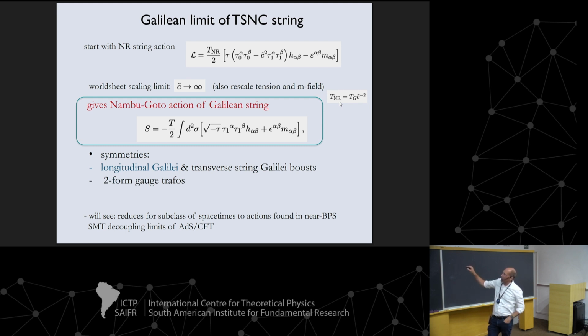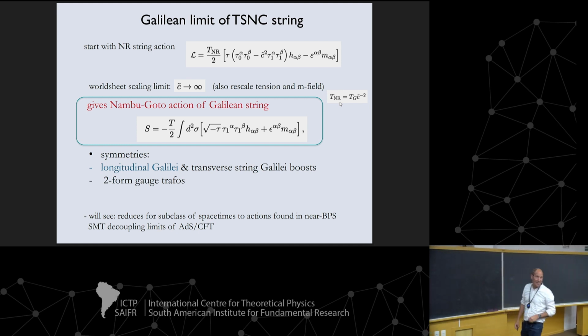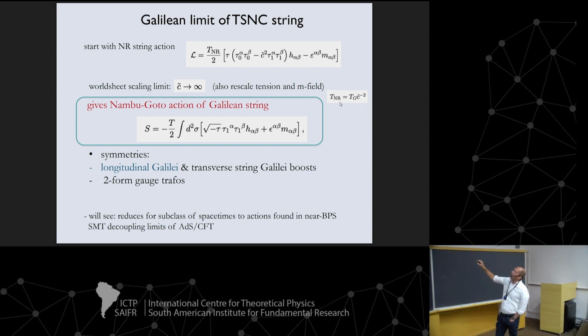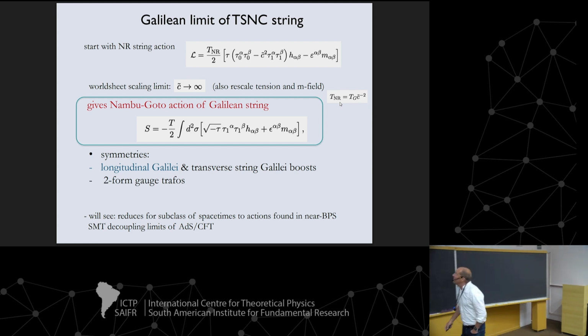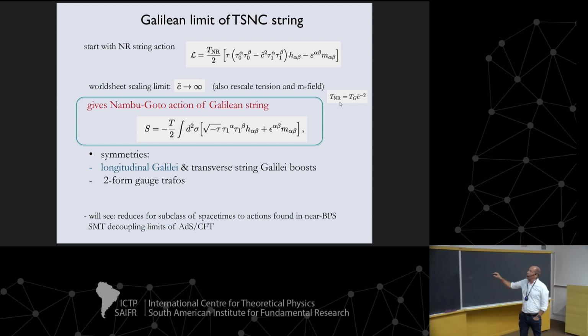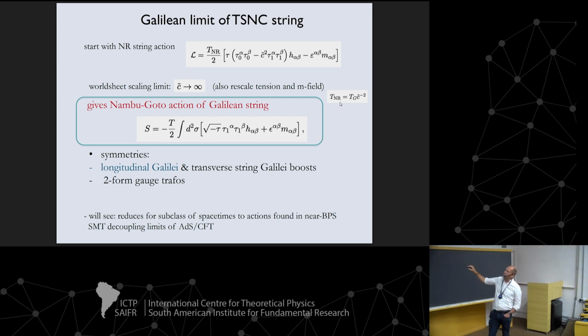So, for motivations that will become clear, you can take a certain limit where you also send that to infinity. That gives this action, and that's what we define to be the Nambu-Goto action of a so-called Galilean string, which now not only has transverse string Galilei boost, but also longitudinal Galilei boost.